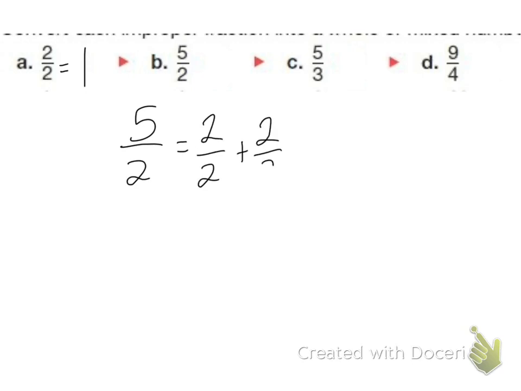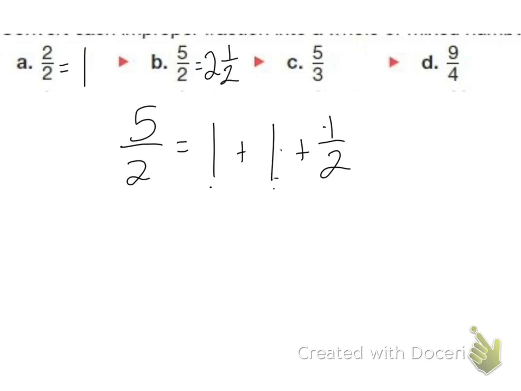Okay. All right, so let's change these improper fractions into whole or mixed numbers. So I know 2/2 is the same as 1. So when I have the same number top and bottom, it equals 1. 5/2 is the same as 2/2 plus 2/2 plus 1/2. Because 2 plus 2 is 4 plus 1 is 5. So 2/2 and 2/2 are both equal to 1. So I end up with 1 plus 1 plus 1/2. So 5/2 equals 2 1/2.